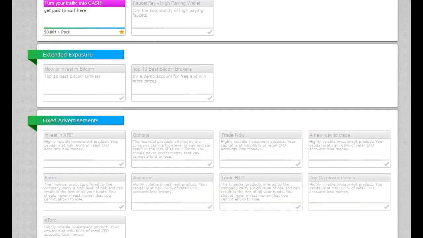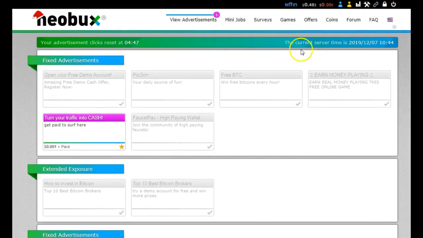And if you're going to use Neobux, I highly recommend that you do actually click all of the ads. The top ones here are going to pay you a small amount. For example, this one that's available right now will pay me 0.001 plus a pack. I'm going to explain that in a second. Let me first of all show you how to do the ad click.